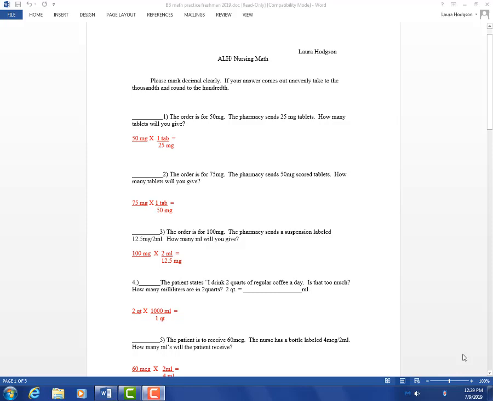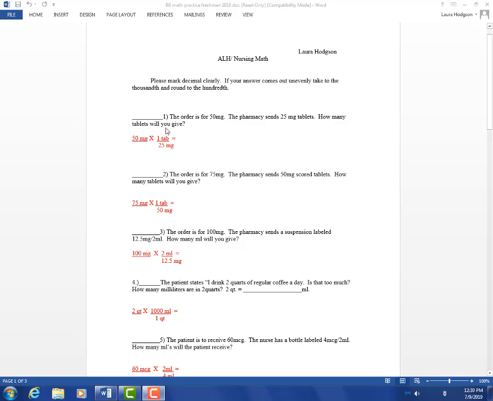Hello, now that you have listened to the helpful hints and understand a little bit more about dimensional analysis, let's put it into practice and answer some of these questions. The first one is the order is 50 milligrams and the pharmacy sends 25 milligram tablets. How many tablets would you give?